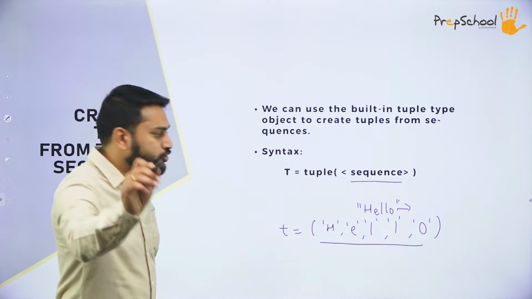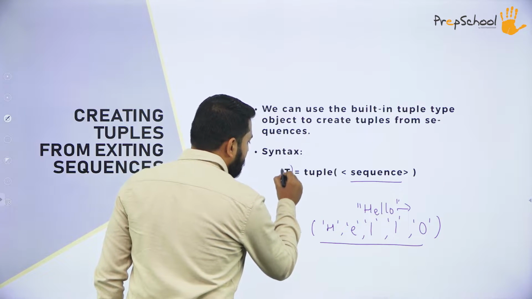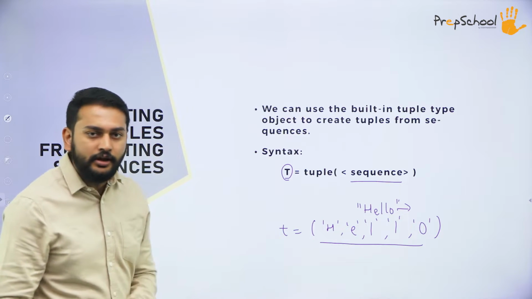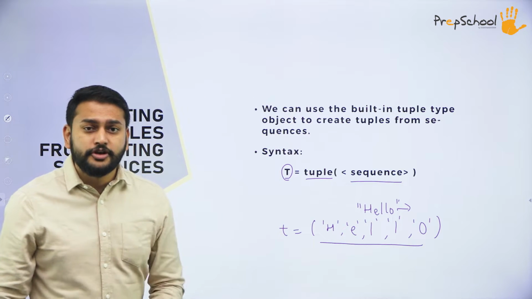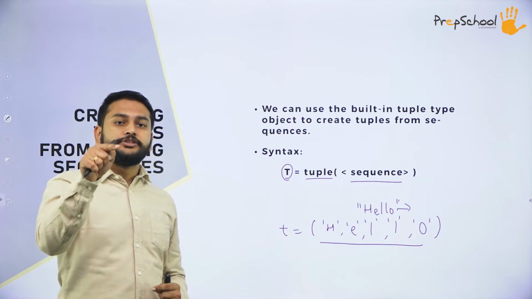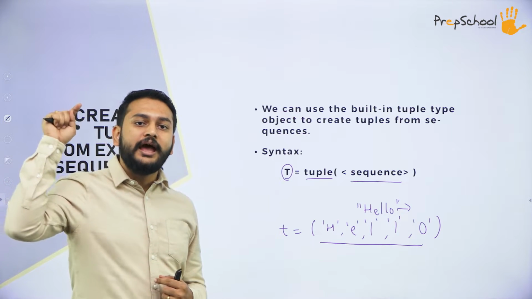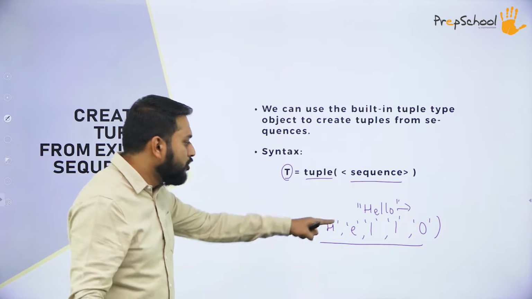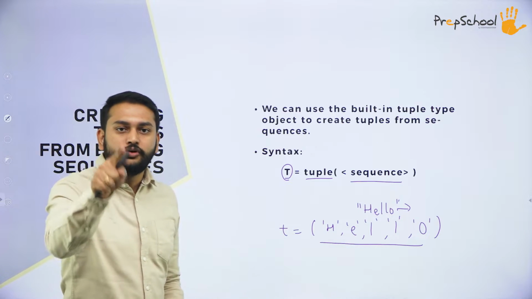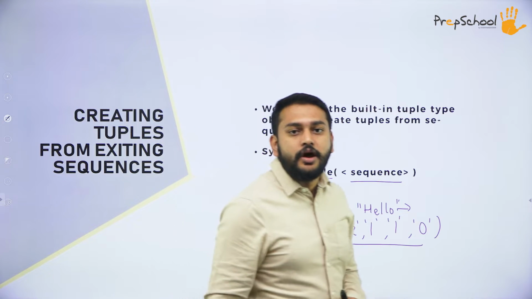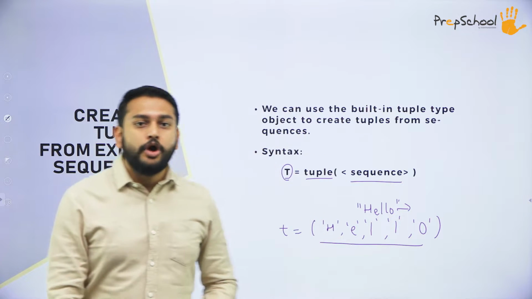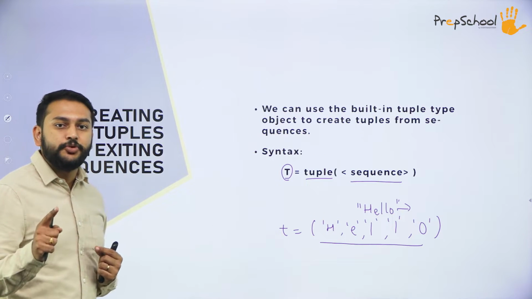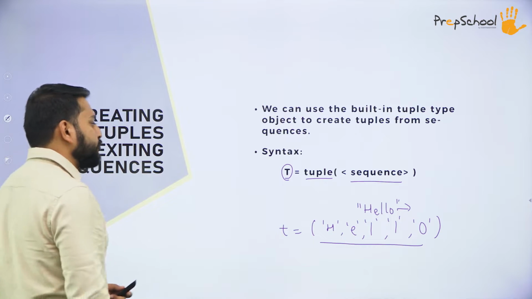What is the syntax? My dear students, this T is the name of the tuple that I have taken. Then after that, I am using a function called tuple. That function is helping me to convert the existing sequence into a tuple. That is what you need to understand in this concept. Hope I have made it very simple and clear, how I can convert the existing sequence into tuples. Moving on to the next one.